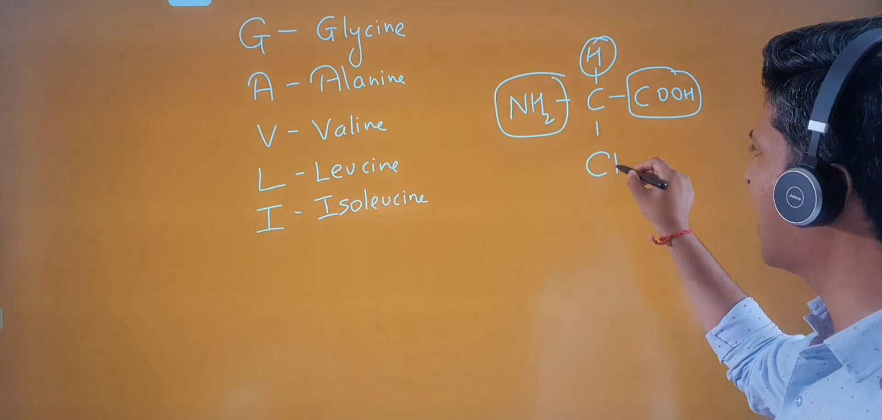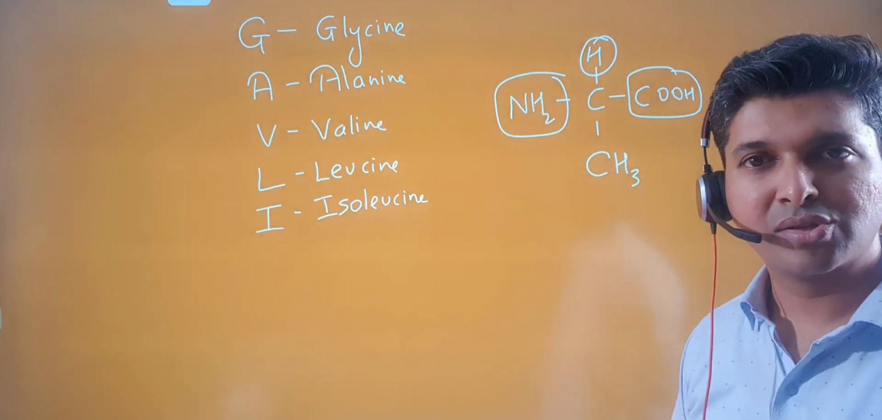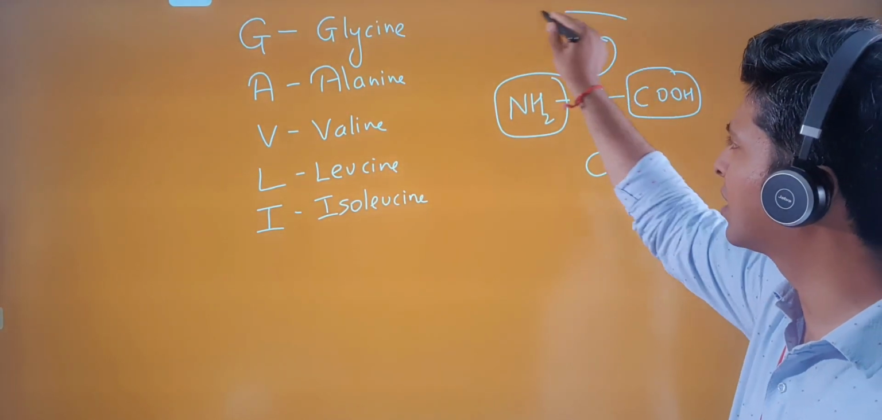Then let us see what is alanine. Alanine will replace the R group by CH3. So the moment you attach a CH3, everything else is going to remain constant, guys.